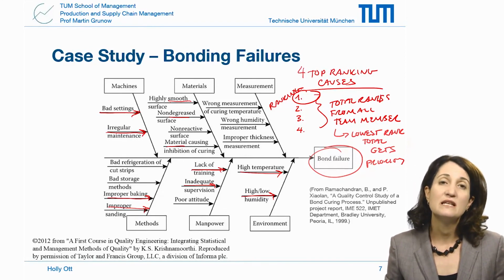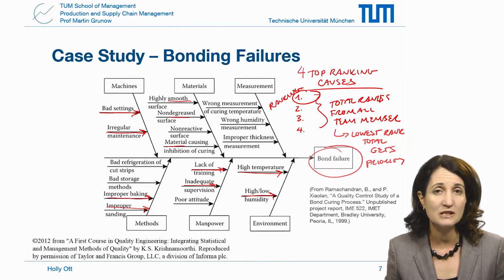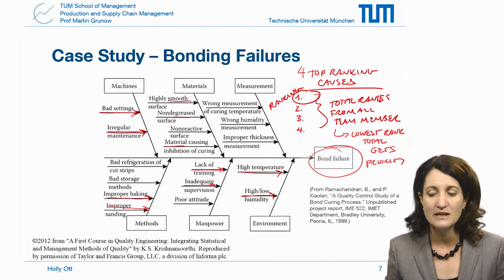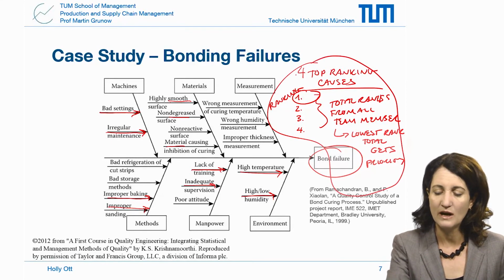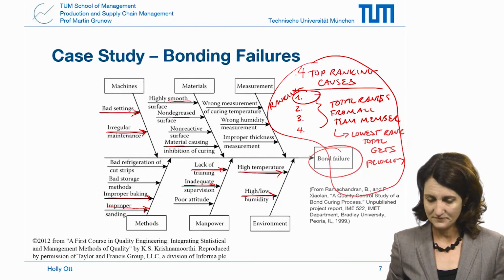So again, the C&E diagram not only helps in the investigation of the process, but serves as a means of recording the problem-solving process, and then at the end of it, you have to use your diagram to decide where you're going to go next.